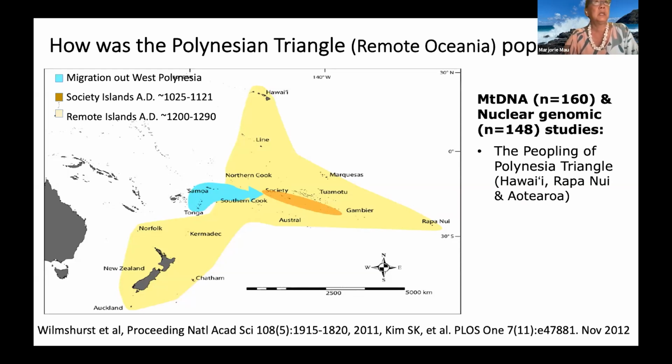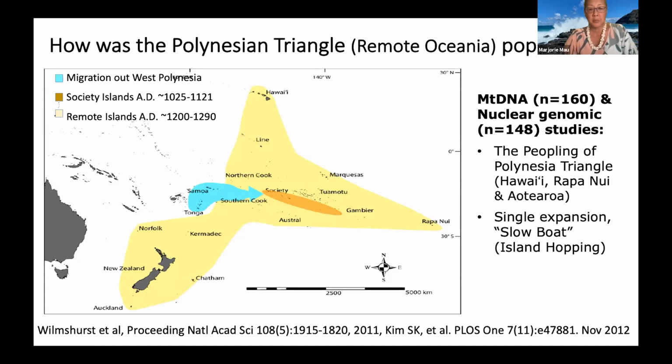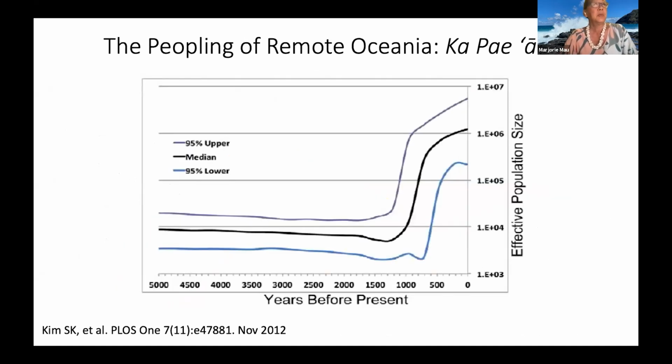This would be then the peopling of the Polynesian Triangle. And the theory goes, based on this data, that it was a single expansion of a slow boat, island hopping type of migration. And this happened about 700, 800 years ago. The peopling of remote Oceania, Kapa'aina, about 1,300 years ago, there was a single strong expansion shown here in this paper back in 2012.